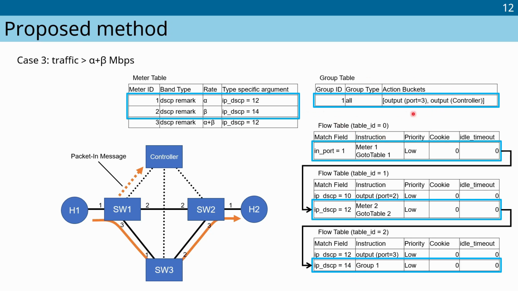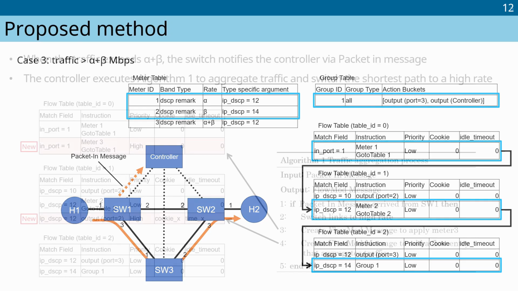From this group table, group 1 outputs the excess packet to port 3 and sends the packet-in message to the controller at the same time. If the group table is not used, the excess packet must be output after the packet-in message is sent, but this process takes a long time.